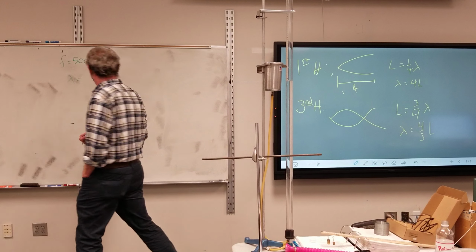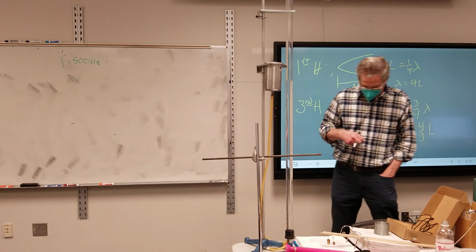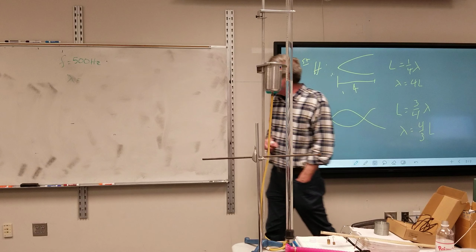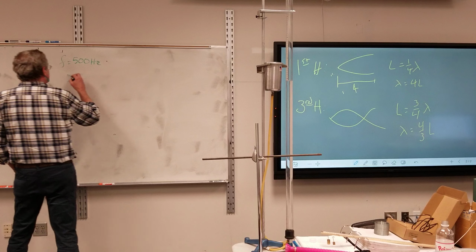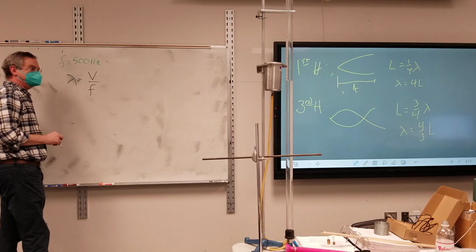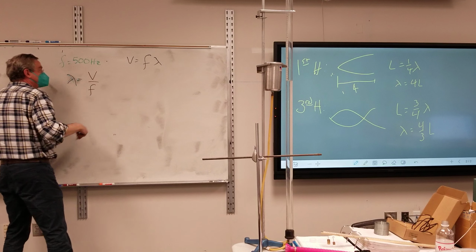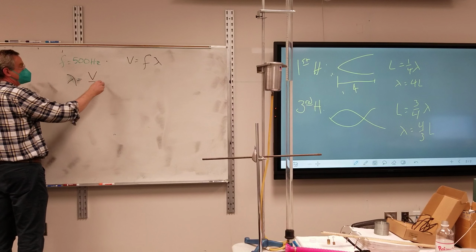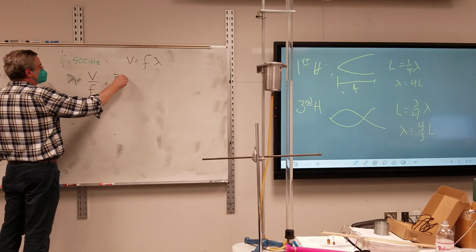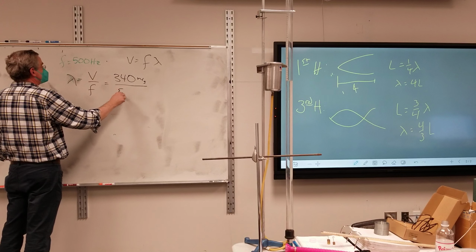Is it because we know the speed of sound and the frequency that we can find the wavelength? Yep. The speed is equal to the frequency times the wavelength. So wavelength is speed over the frequency. So again, we'll stick with 340 meters per second divided by 500 hertz.